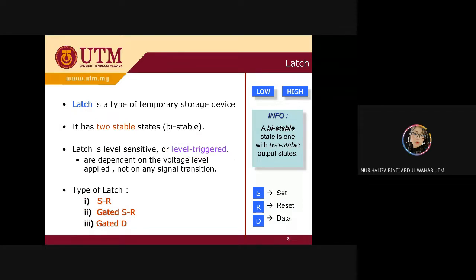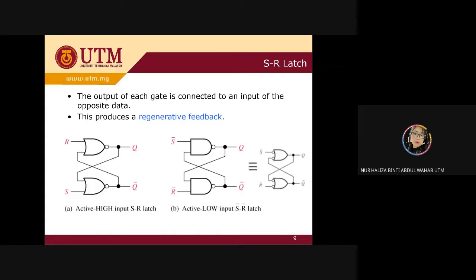Here you can see S for set, R for reset, D for data. The keyword that is important for you to remember is that a bistable state is one with 2 stable output states. So what is the meaning of this? You're going to have low and high. How are you going to define this?